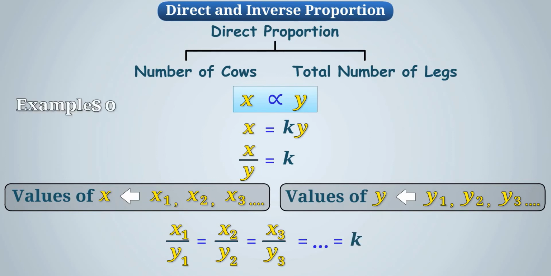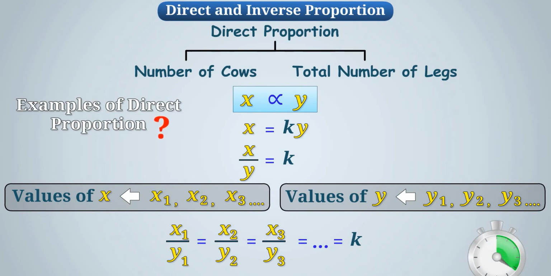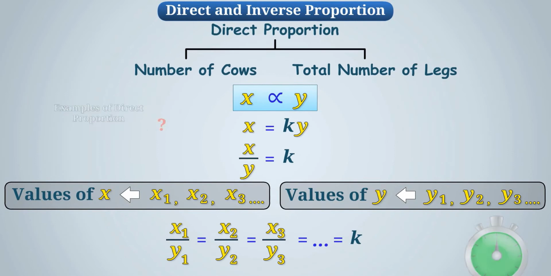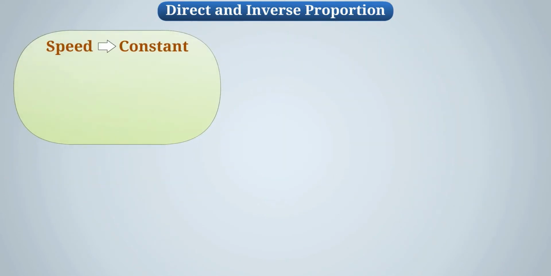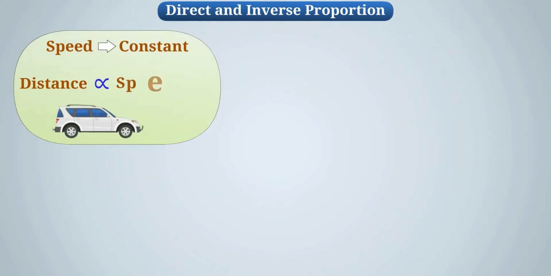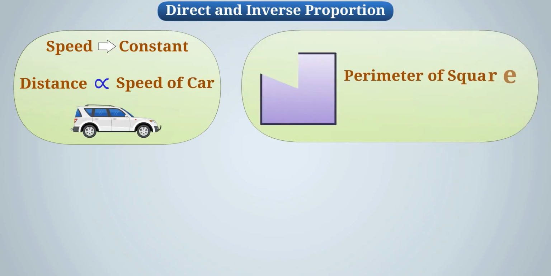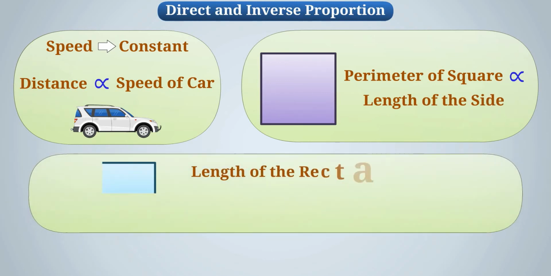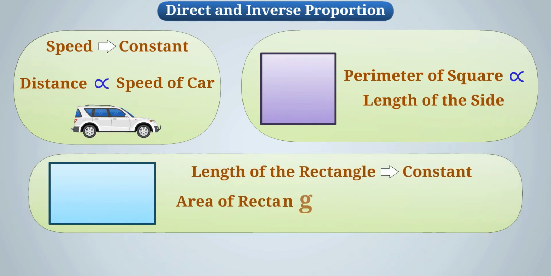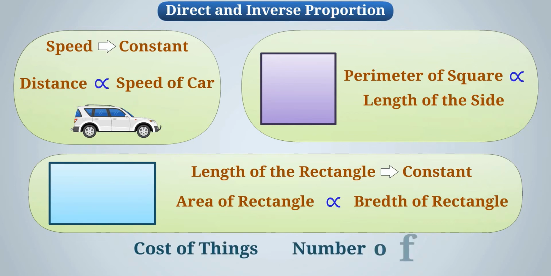Can you give some examples of direct proportion? Think about it. Let me tell you, if the speed is constant, the distance is directly proportional to the speed of the car. The perimeter of a square is directly proportional to the length of the side. Similarly, if the length of the rectangle is constant, its area is directly proportional to the breadth of the rectangle. Can we say the cost of things and number of things are in direct proportion? Discuss this with your friends.